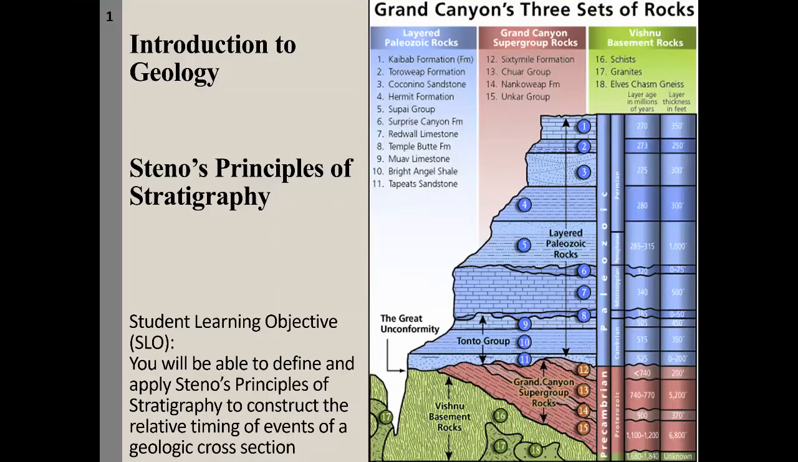So, to take a slice out of the earth, view it from the side, and look at the subsurface and determine the relative timing of events based off of that cross-section. We're going to be using an analogy of a layered cake for our presentation, so that's going to come up over and over again, so just be expecting that. And your student learning objectives are you will be able to define and apply Steno's principles of stratigraphy to construct the relative timing of events of a geologic cross-section.